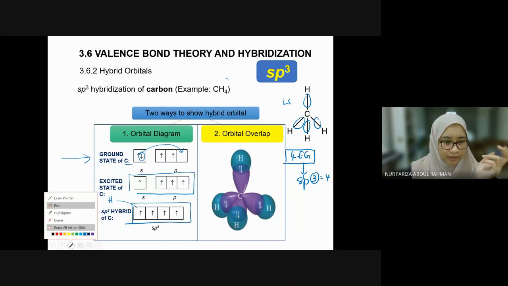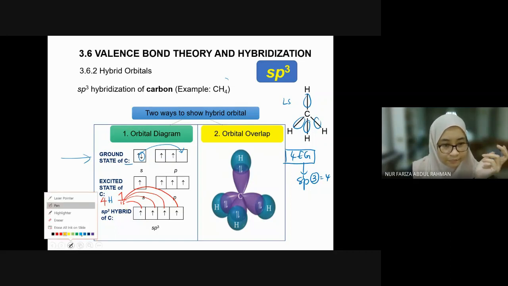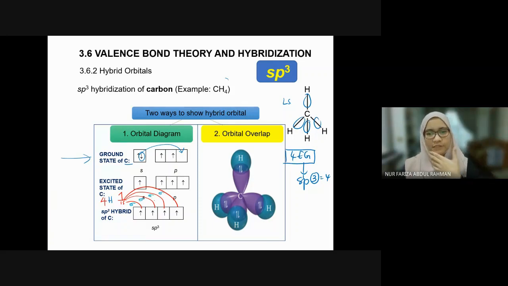Okay, so kita nak start from ni kan. Kita nak tunjukkan the messy part. So kita ada 4 hydrogen. Okay, so this is 1s. So this is the first sigma bond, and then the second, the third, and the fourth. So these are all sigma. Nak tunjuk biru sigma bond. Okay, the formation of sigma bond in terms of orbital diagram.